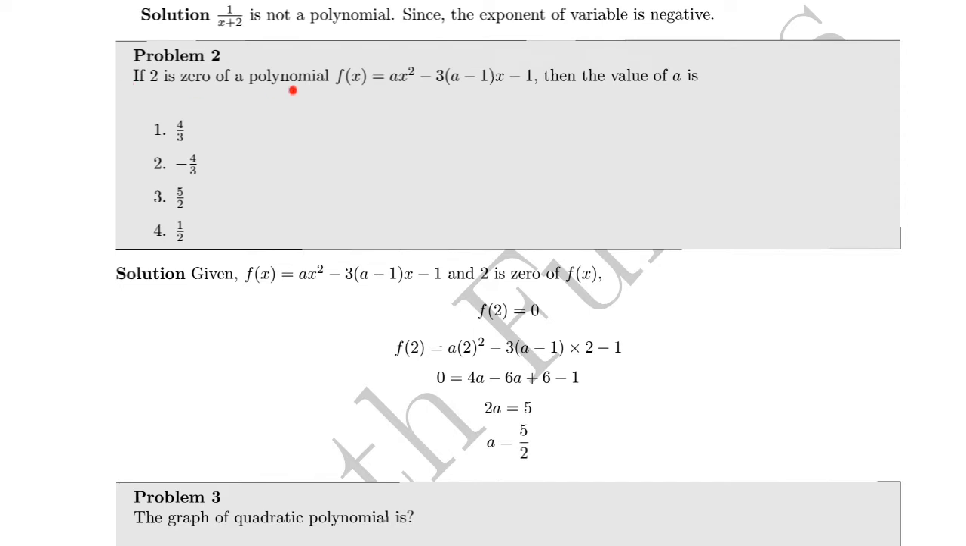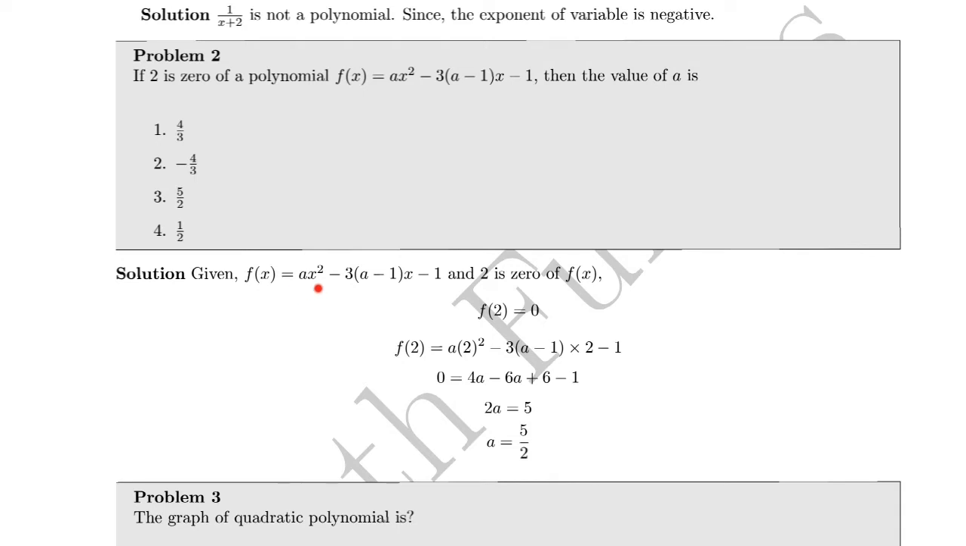Now we'll see problem 2, which says: if 2 is a 0 of a polynomial f(x) equal to ax square minus (3a minus 1)x minus 1, then find the value of a. Given that 2 is the 0 of the polynomial, what is the value of a in this polynomial? The options are 4 upon 3, minus 4 upon 3, 5 upon 2, and 1 upon 2. Let's see the solution of this problem.